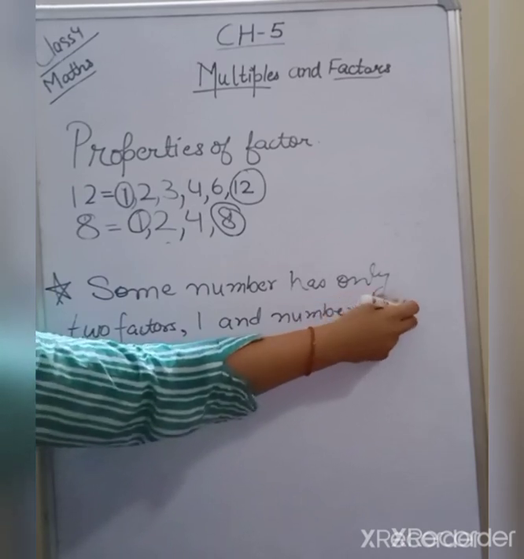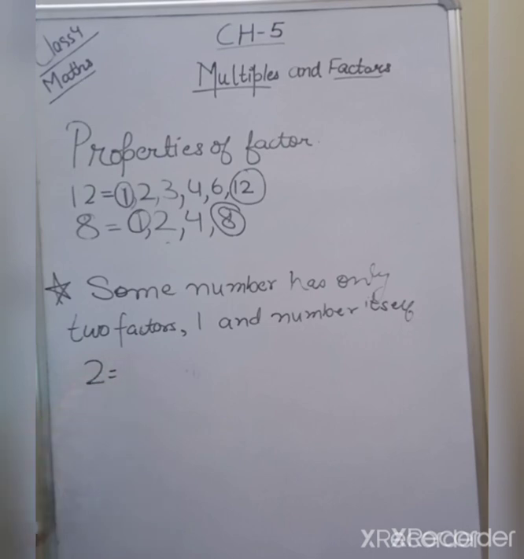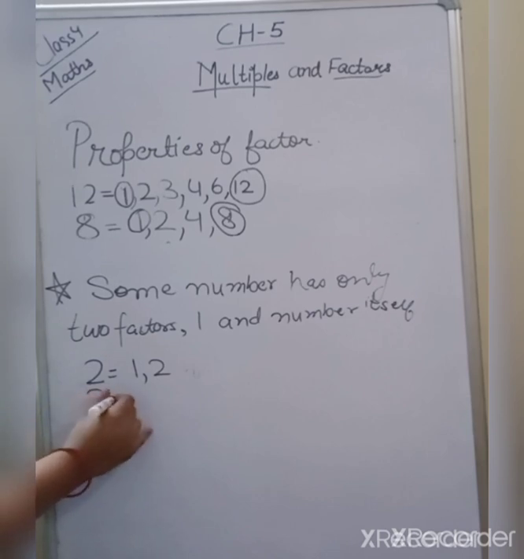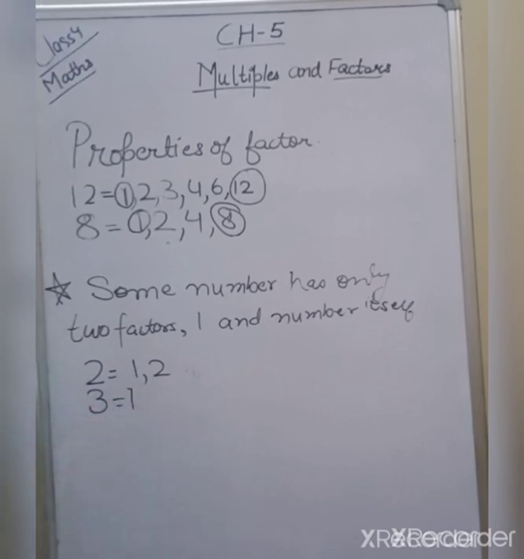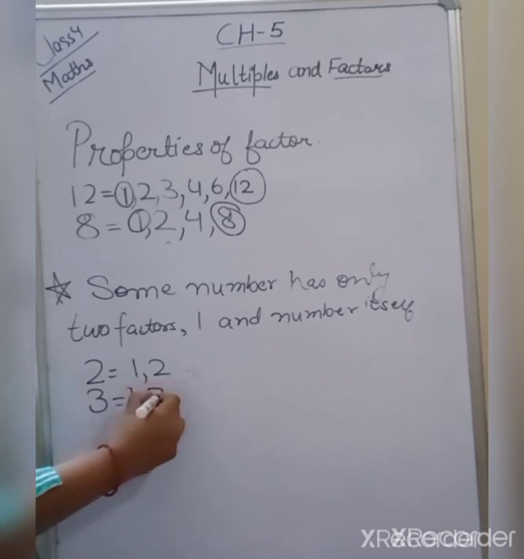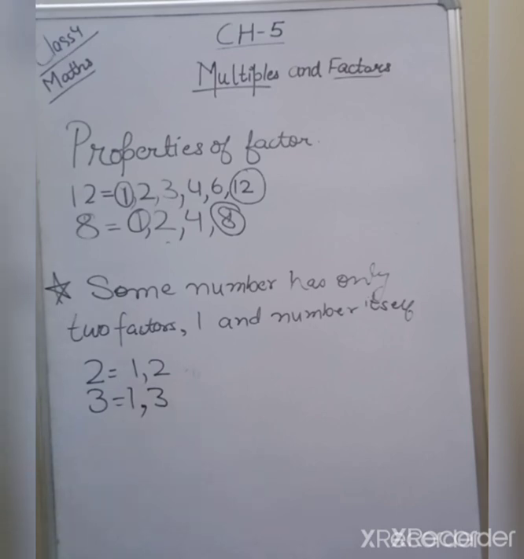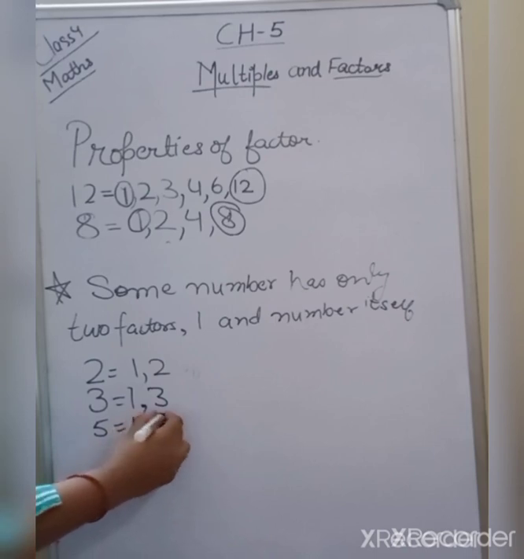Let us take an example like 2. 2 will come in the one table and in the two table. So, 2 has only two factors, one and the number itself. Let us talk about 3. 3 comes in the one table because every non-zero number comes under the one table, and in the 3 table. So, 3 also has two factors. Let us talk about 4. 4 has more than two factors. But if we talk about 5, 5 has two factors, 1 and 5.